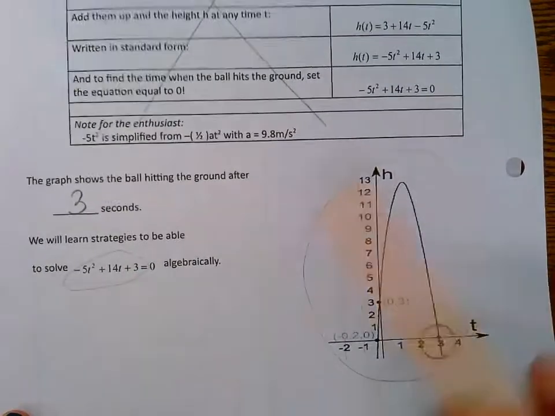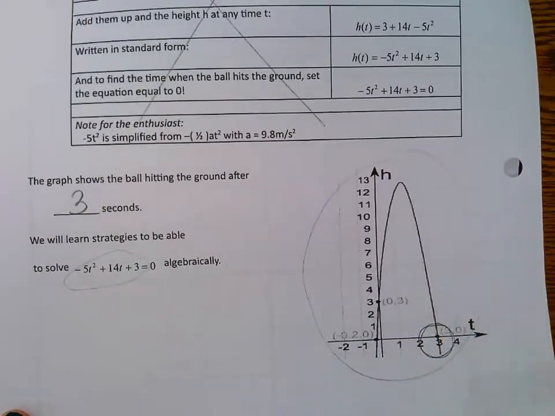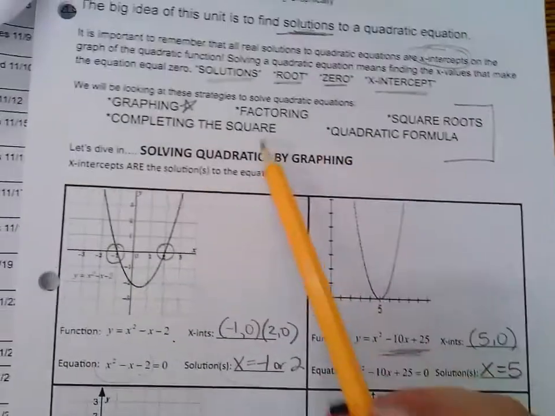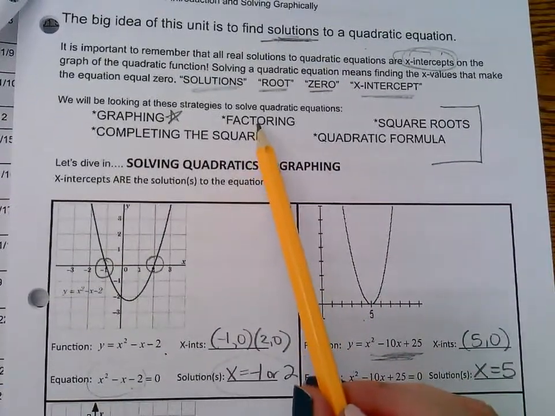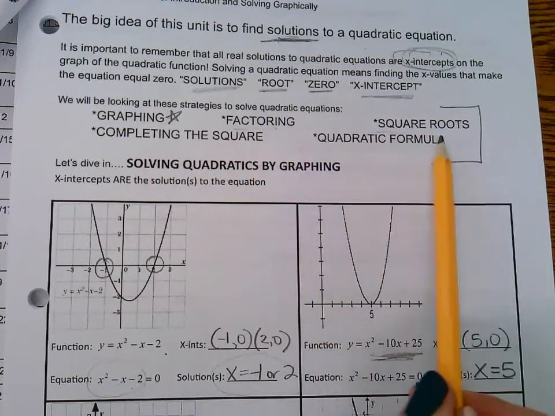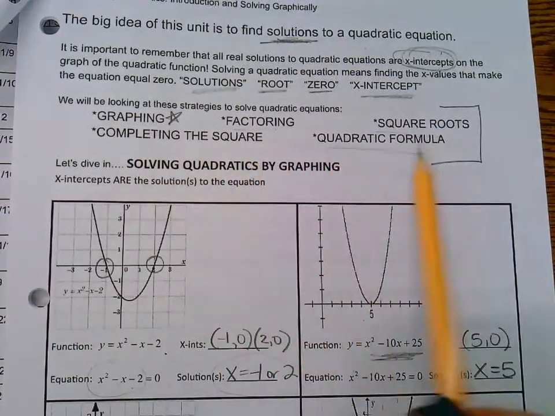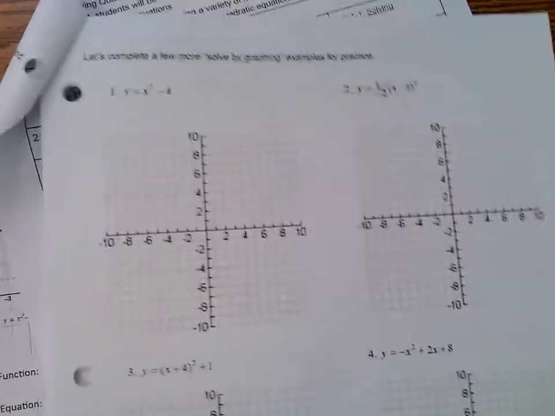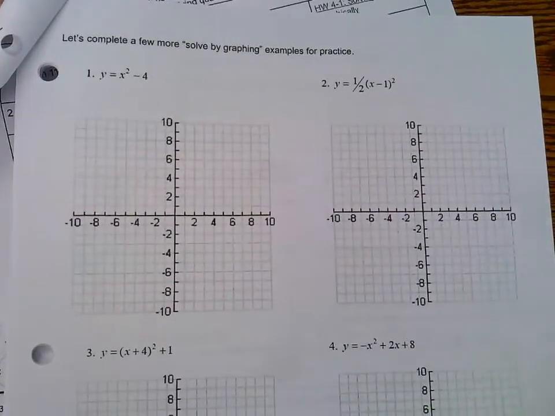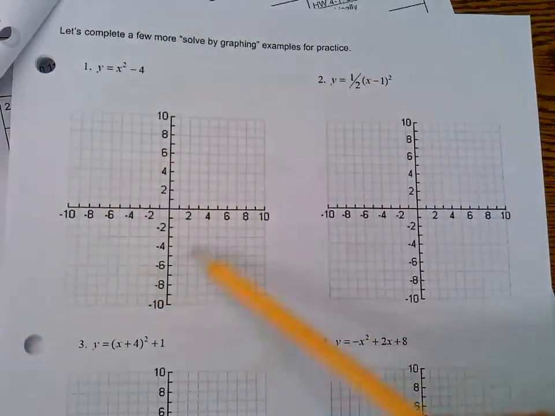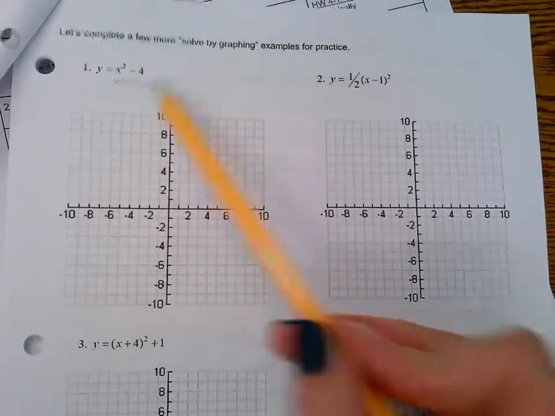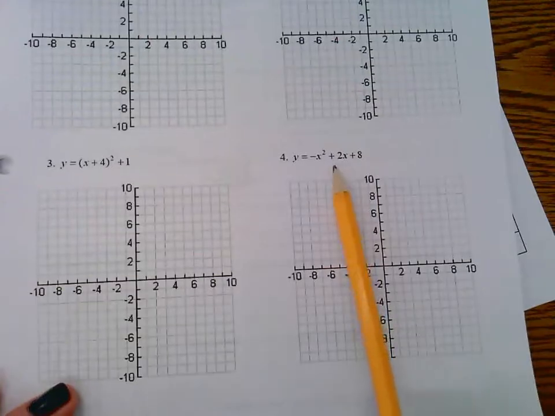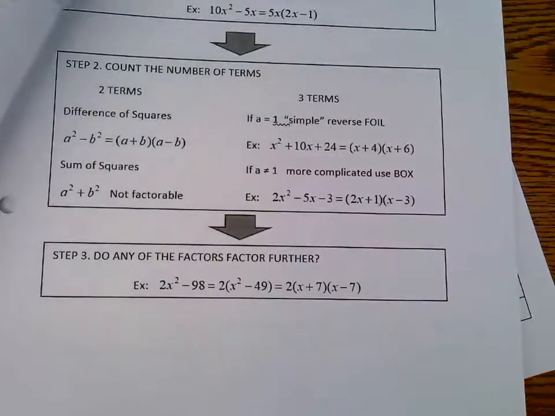So it says we will learn strategies to be able to solve this equation algebraically. So instead of looking at the graph, we are going to use all these different types of methods: factoring, square root, completing the square, and the quadratic formula. So your guided practice for 401 takes you through a review of graphing quadratics that are in vertex or standard form. So there are a few questions like that.